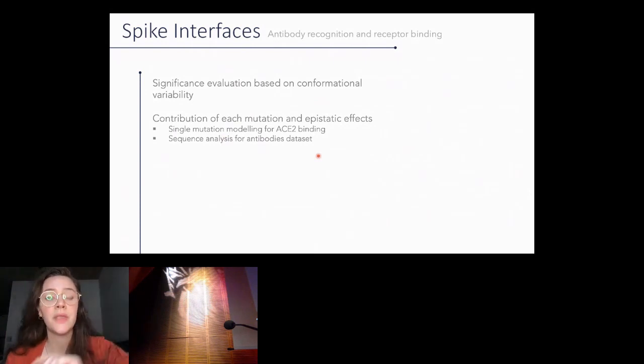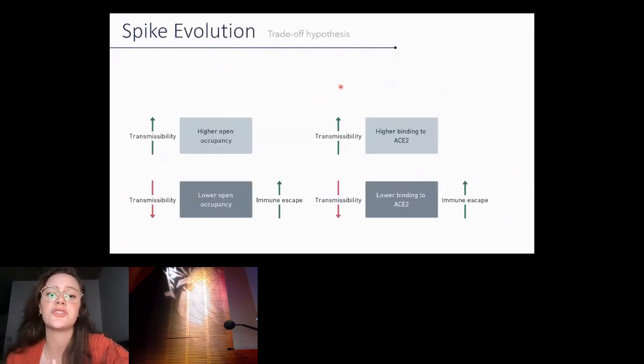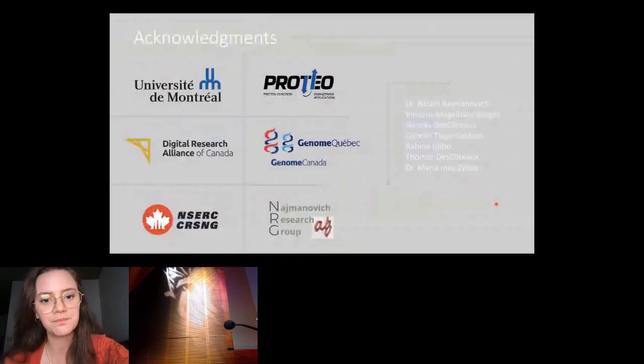But for now, what we can see from our initial results is this trade-off hypothesis, in which we see that in the beginning of the pandemic, the mutations that were being selected increased transmissibility, both based on higher open state occupancy and based on higher binding to the receptor ACE2. However, with the progression of the pandemic, we see that mutations are being selected that not necessarily increase open state occupancy and binding to ACE2. Actually, some of them decrease open state occupancy and binding to ACE2. However, they increase immune escape. They decrease the interactions with antibodies or the exposure of the interface that is recognized by antibodies.